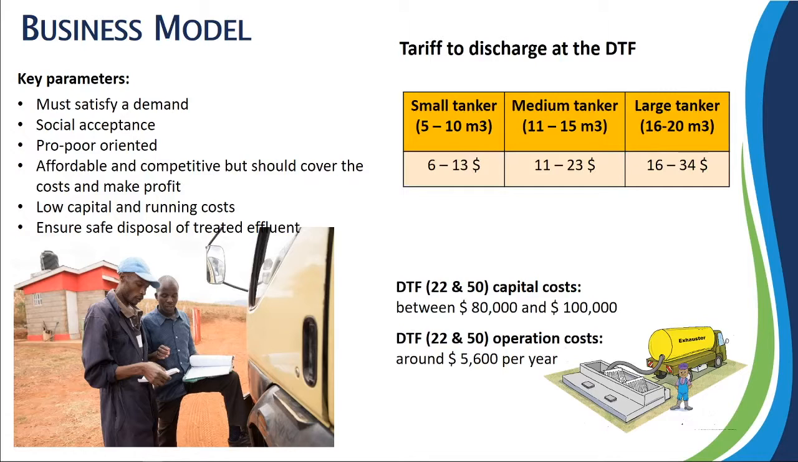So in terms of the emptying cost, the WSPs or the emptiers, the people who are operating the trucks, pay a minimum amount of money to be able to empty into the decentralized treatment facilities. In terms of the capital cost of the DTFs, we have them between 80,000 to 100,000 US dollars. Then in terms of the O&M cost per year, we have like 5,600 US dollars annually.